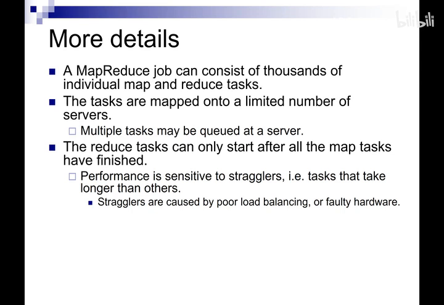And so this means that your performance is very sensitive to stragglers, which are tasks that take much longer than other tasks. If you have one map task which is, for example, very poorly load balanced, so it's got much more work to do than the other map tasks, then that's going to prevent any of the reduce tasks from starting. And that's going to give you very bad performance.